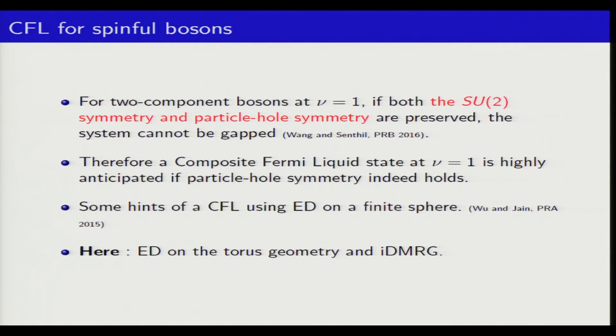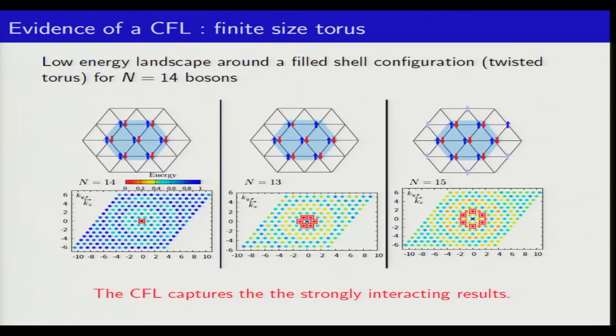There were previously some hints of a composite Fermi liquid using exact diagonalization on the sphere. So what we did here, to be sure that this is indeed a CFL, was to use a mix of exact diagonalization and iDMRG calculation. But here we use a torus geometry.